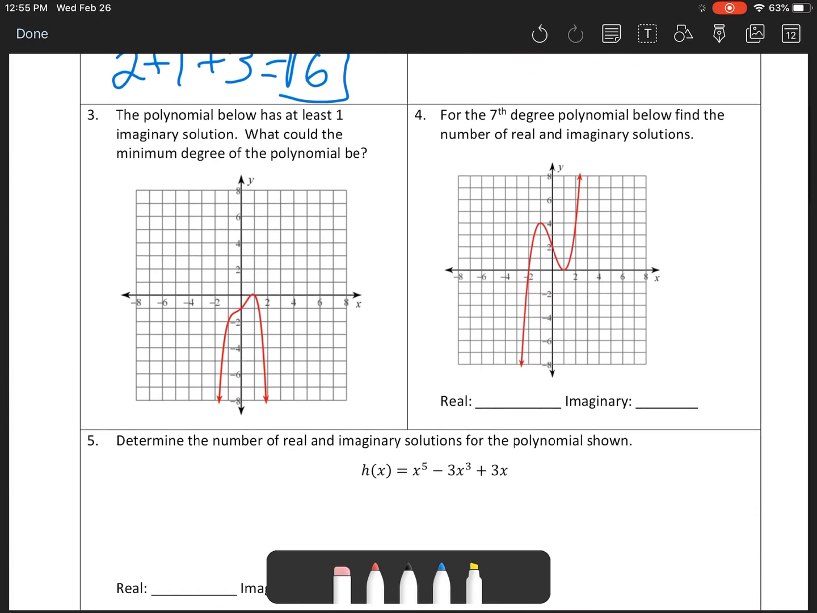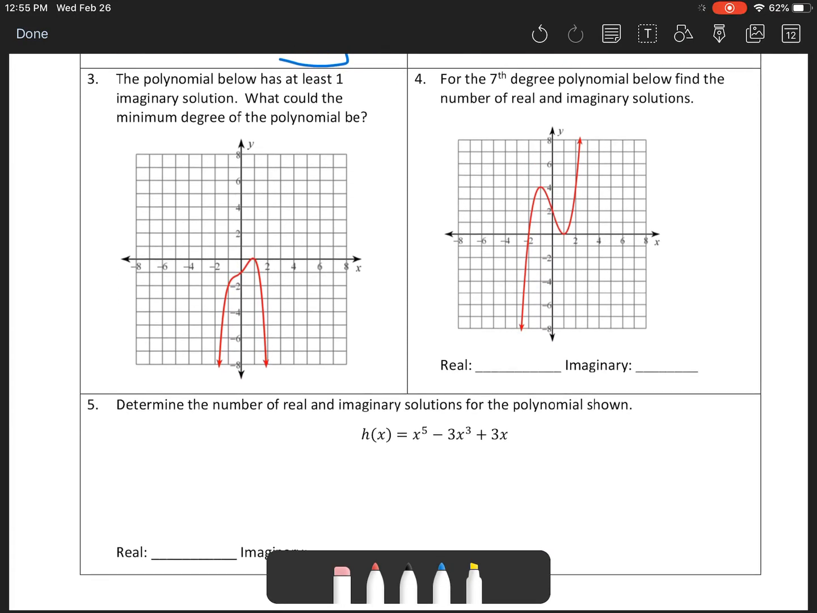Okay. Number 3, the polynomial below has at least one imaginary solution. What could the minimum degree of the polynomial be? First thing you do when you're asked a question like this is you look at how many times it crosses. This one bounces off of the x-axis, which means this 0 counts twice. So there are 2 real zeros right here, because it bounces.